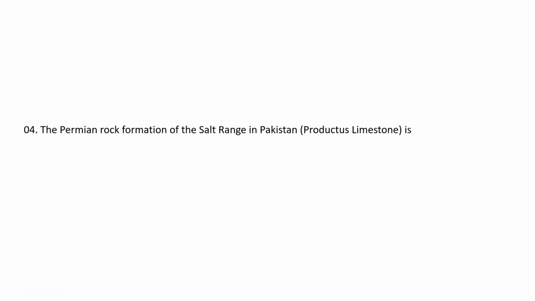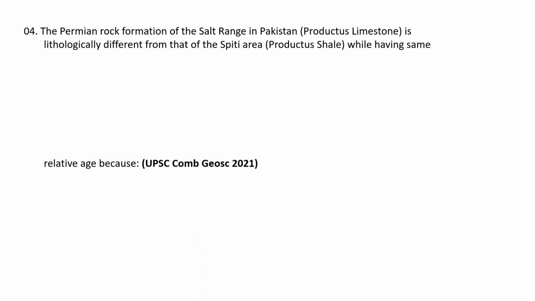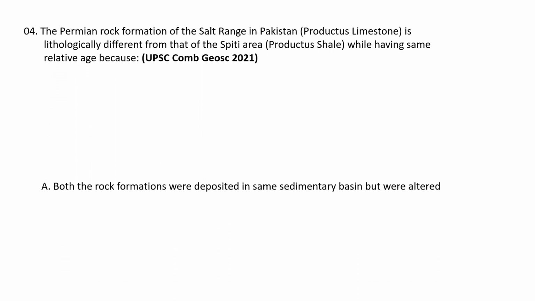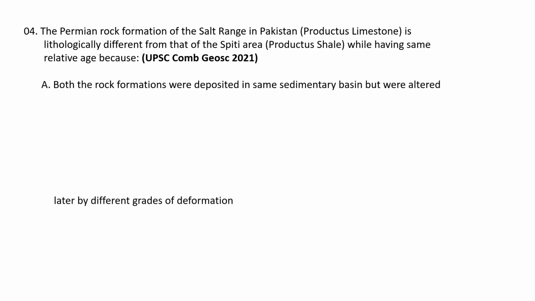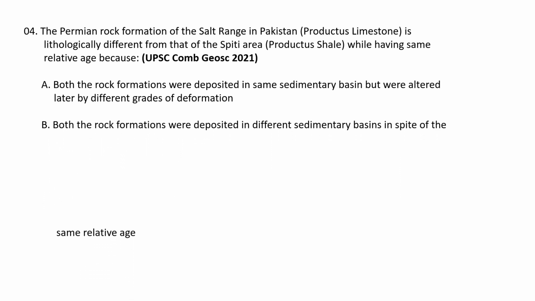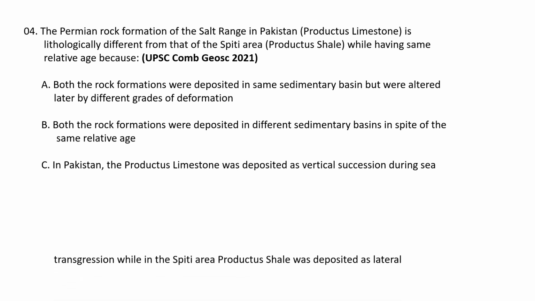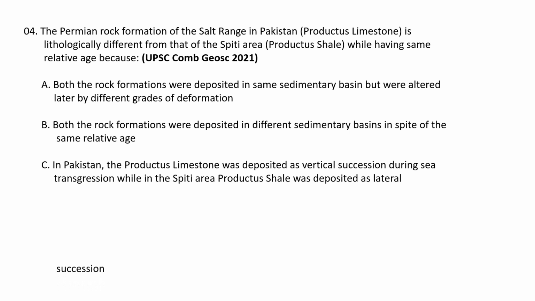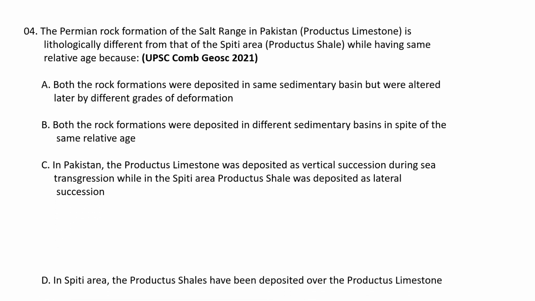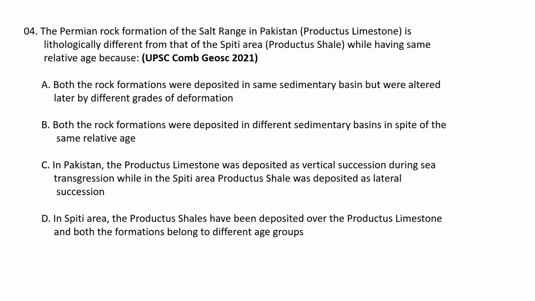Next question. The Permian rock formation of the Salt Range in Pakistan, that is Productus limestone, is lithologically different from that of the Spiti area, while having the same relative age because A. Both the rock formations were deposited in the same sedimentary basin but were altered later by different grades of deformation. B. Both the rock formations were deposited in different sedimentary basins in spite of the same relative age. C. In Pakistan, the Productus limestone was deposited as a vertical succession during a sea transgression, while in the Spiti area, Productus shale was deposited as a lateral succession.